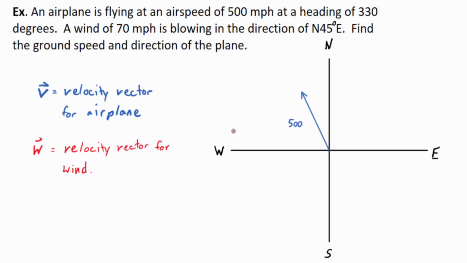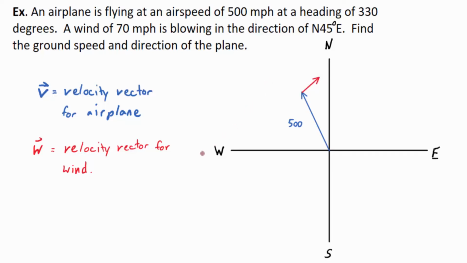And remember, the way we add vectors is, I'm going to put the tail of W on the tip of V, and I'm going to head in a direction of what I think is 45 degrees from there, headed in the northeast direction. But it's got to have a length of 70, right? So it's going to be a lot shorter. So I'm going to call that my wind vector. I'm going to make it red.